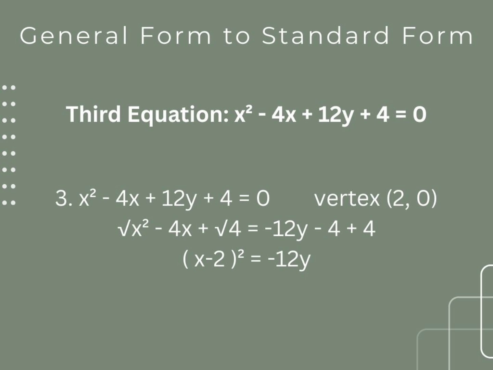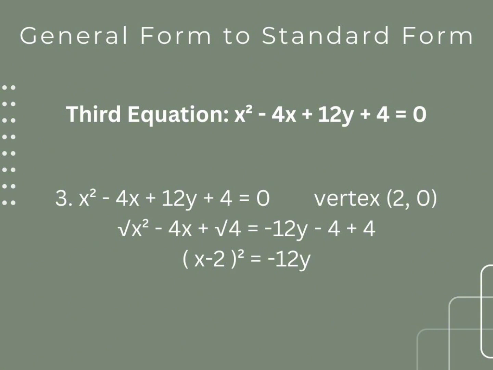And now, we're learning how to transform a parabola from general form to standard form. Let's look at example number 3 from our list. Our given is x squared minus 4x plus 12y plus 4 equals 0. Group x terms and move the rest to the other side. We get x squared minus 4x equals negative 12y minus 4.